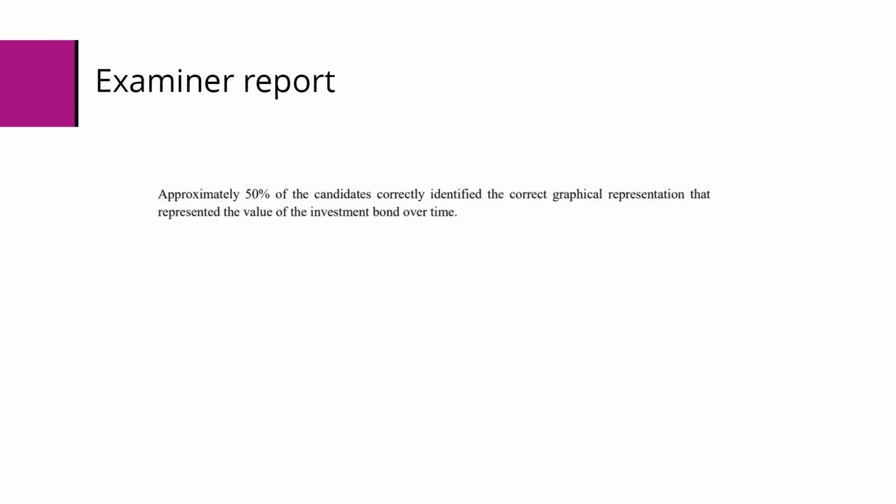And only about 50% of the candidates correctly identified the correct representation. So this is one of those things that students don't often see, and perhaps you should incorporate it into your teaching.